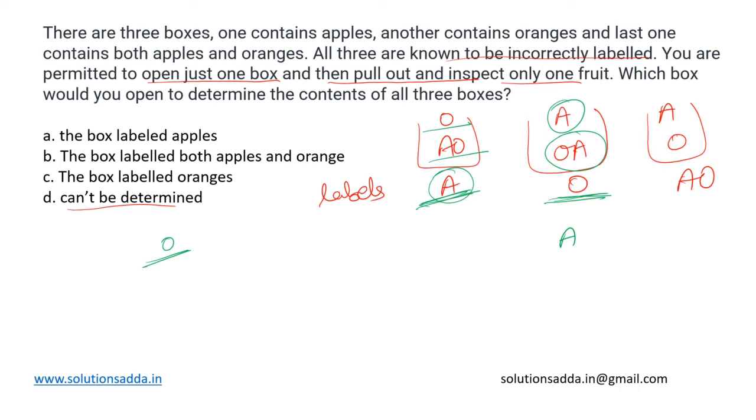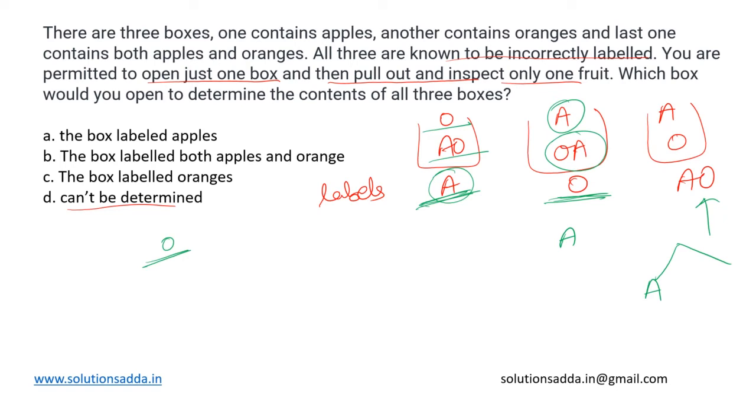So again, there is no meaning in opening this box. Now let us see if it is possible with the last one, otherwise we would go with option D. Now in this box, you know for sure that it cannot have both apples and oranges, right? It can have only apples or only oranges.